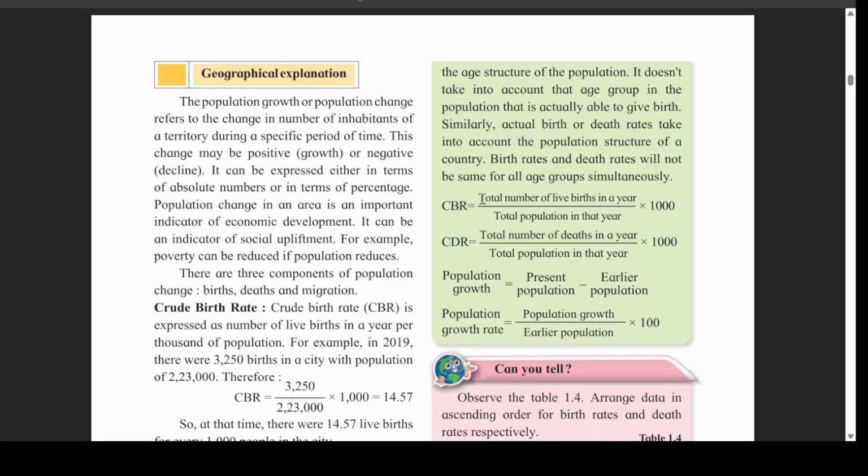CBR: total number of live births in a year upon total population in that year, multiplied by 1000. CDR: total number of deaths in a year upon total population in that year, multiplied by 1000. Population growth is equal to present population minus earlier population. Population growth rate is equal to population growth upon earlier population, multiplied by 100.